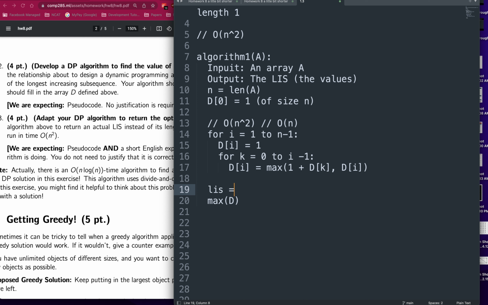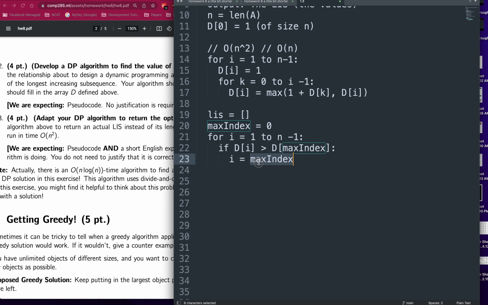So again, LIS is going to be empty. Let me find the maximum index of d first. So you would say, okay, max index equals 0, for i equals 1 to n minus 1, if d[i] is bigger than d of max index, then max index equals i, right? And then you would say, well, my LIS starts here, okay? So it starts with A at max index, okay?